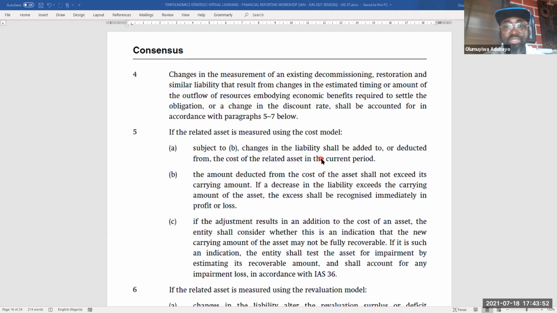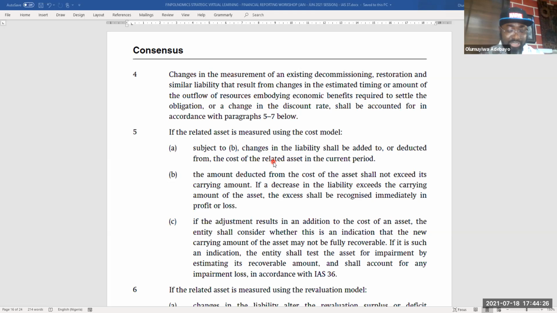Any change in that liability shall be added or deducted from the cost of the asset. What does that mean? If we have a change in the provision for decommissioning cost or restoration cost, and that change is attributed to either a change in cash flow, a change in timing of those cash flows, or a change in the discount rate that was used, such increase or decrease in that provision will correspondingly be adjusted against the cost of that asset.